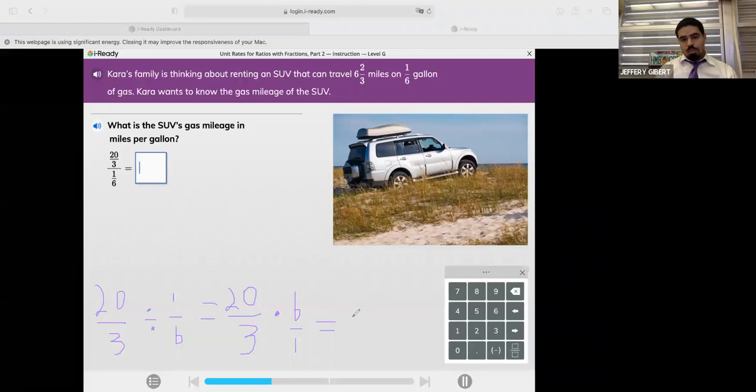I don't know. You say you don't know? Yeah. All right, what's 6 times 0? 0. All right, and what's 6 times 2? 12. All right, so 20 times 6 is 120. Then what's 3 times 1? 3. Then we're going to divide this. What's 12 divided by 3? 4. And then what's 0 divided by 3? 0. So this is going to be 40.